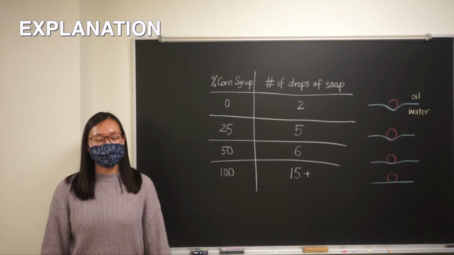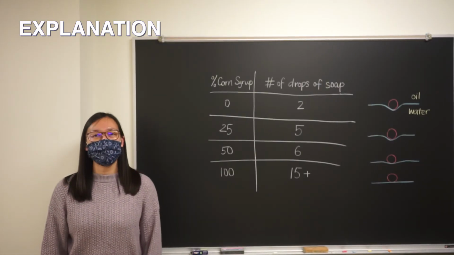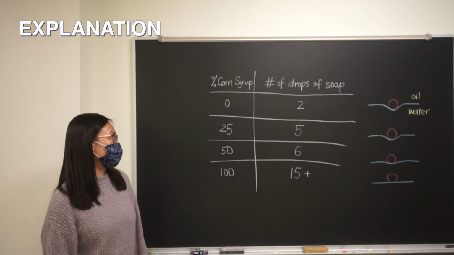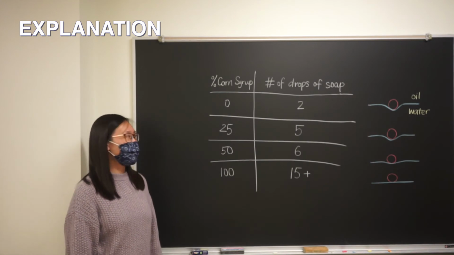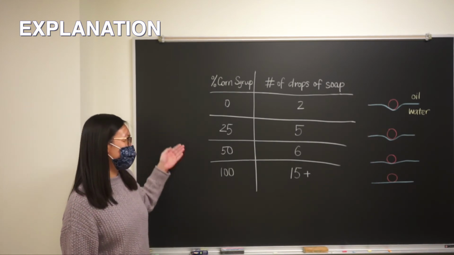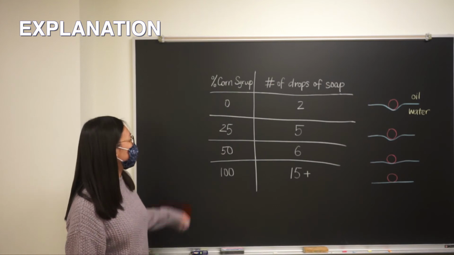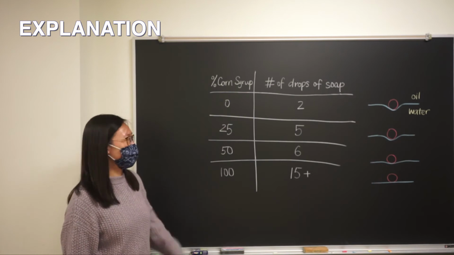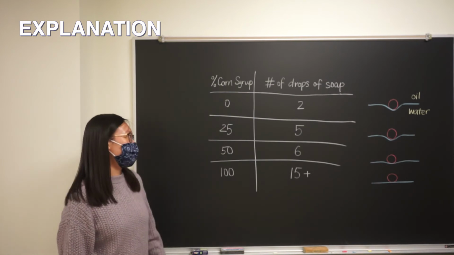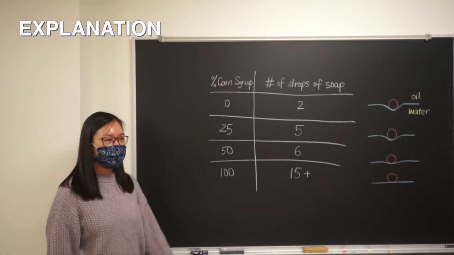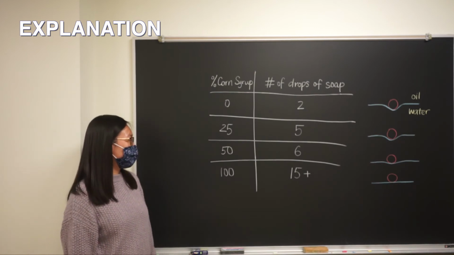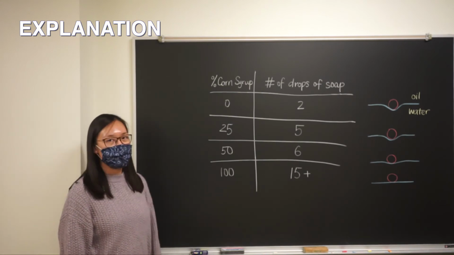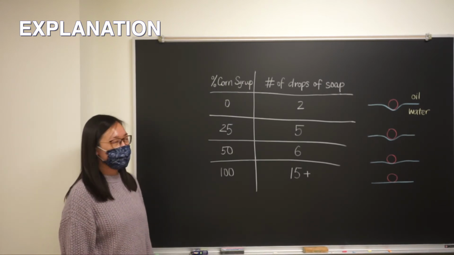Alright, little scientist, what happened? And why do you see what you see? I made a little table here to record the number of drops of soap that you need to add into each corn syrup solution. From top to bottom, you go from 0% corn syrup to 100%, and the number of drops of soap required also increases. That means when you have more corn syrup in the solution, the boundary between the oil and the water phase is harder to break.